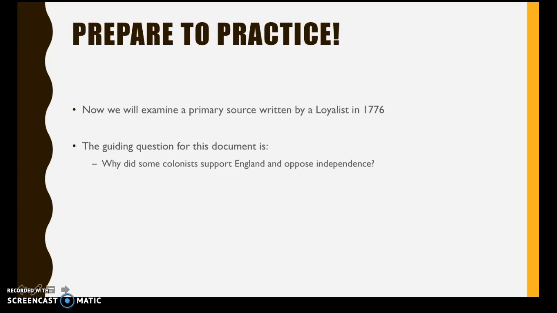So like I said earlier, we're going to get a little bit of practice. It's mostly just going to be me showing you how to do it. The first thing we're going to do is examine a primary source together. It's going to be up here on the screen for you in just a minute. It's going to be a primary source that was written by a loyalist in 1776. If you remember when we learned about the American Revolution, a loyalist is someone who sided with Great Britain when it came to American independence. And the guiding question for this document that you should be thinking about as we read through it is, why did some colonists support England and oppose independence?